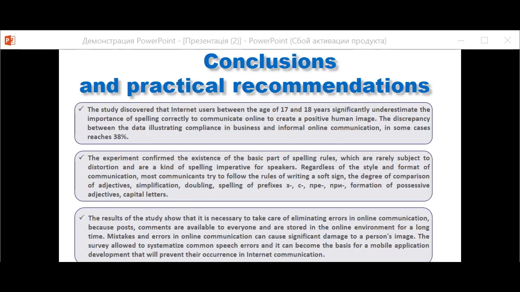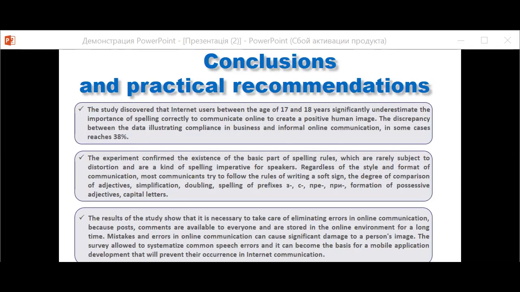The experiment confirmed the existence of a basic part of spelling rules, which are rarely subject to distortion and are a kind of spelling imperative for speakers. Regardless of the style and format of communication, most communicants try to follow the rules of writing a soft sign, the degree of comparison of adjectives, simplification, doubling, spelling of prefixes z, s, pre, pri, formation of possessive adjectives, capital letters.